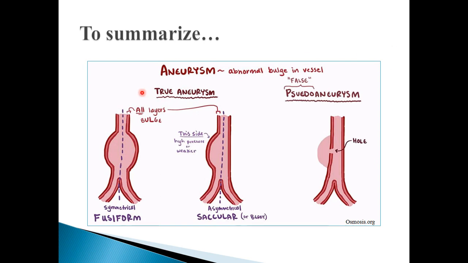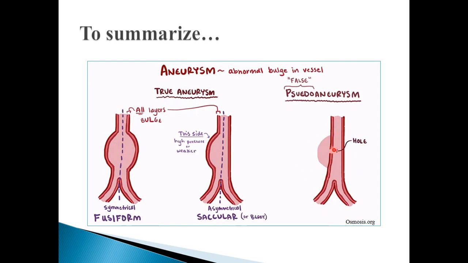Now, to summarize, an aneurysm is an abnormal bulge in a vessel. We have two types of aneurysms: true aneurysms and false or pseudoaneurysms. A true aneurysm is the one that contains all layers of the vascular wall, and it might have two shapes or morphologies: fusiform and saccular aneurysms. A pseudoaneurysm or a false aneurysm, on the other hand, is not a true aneurysm because it does not contain all layers of the vascular wall.